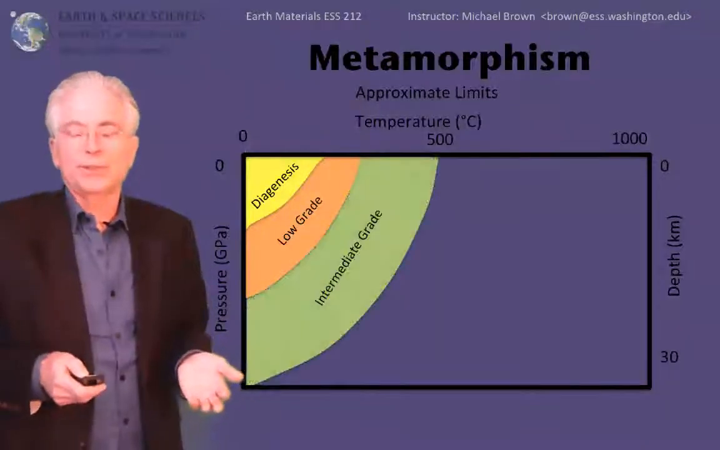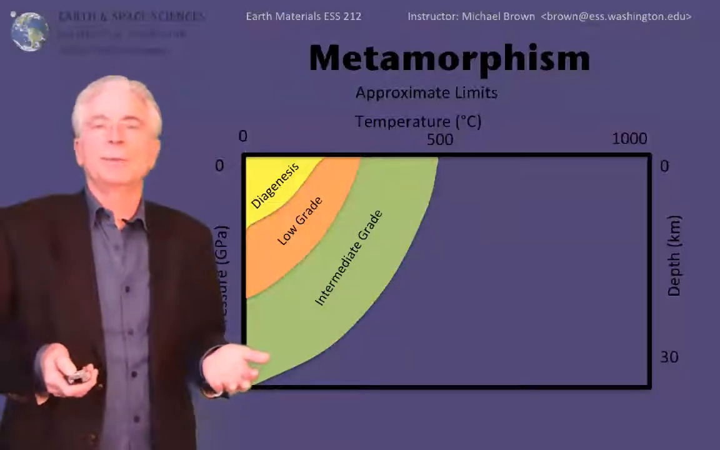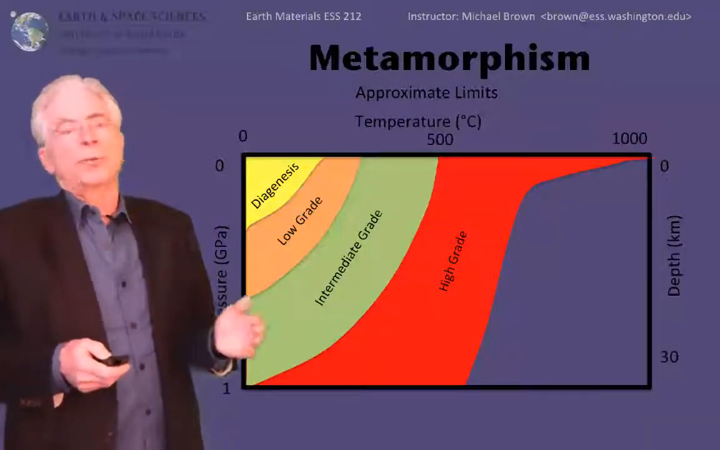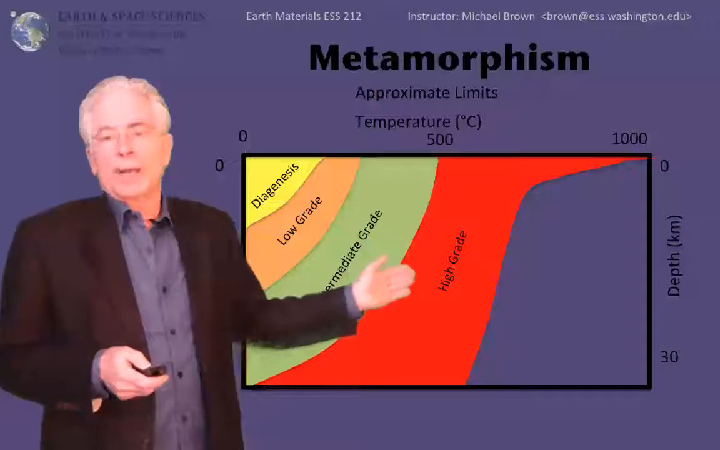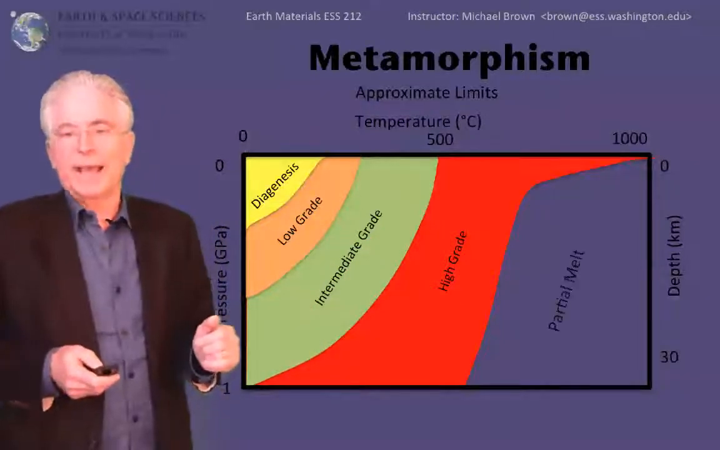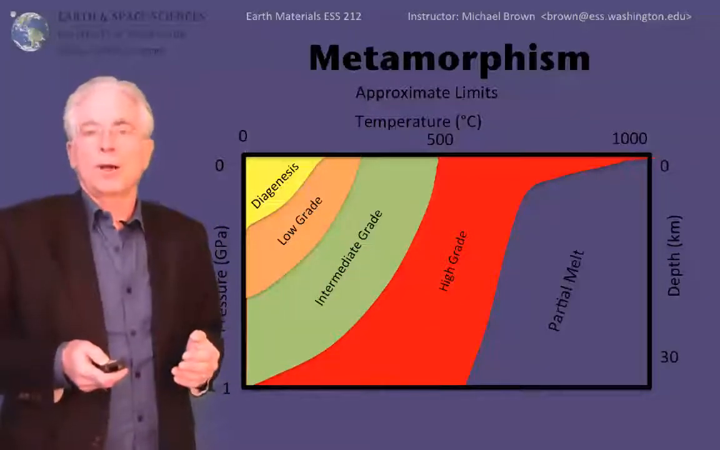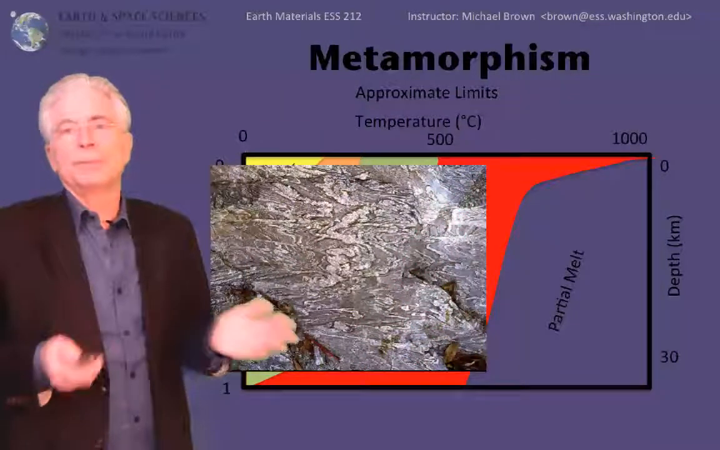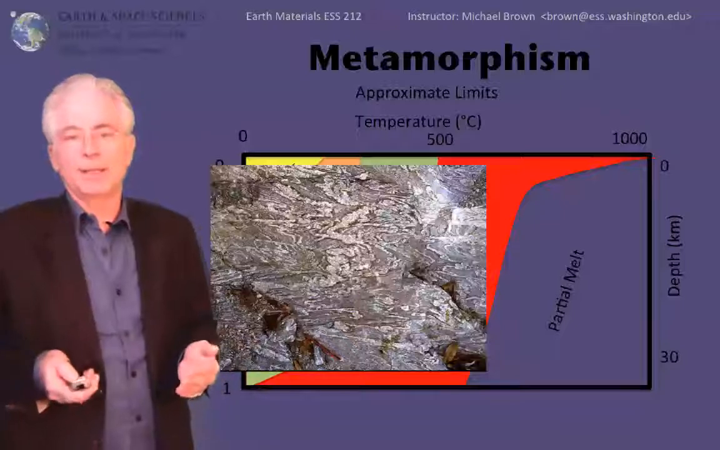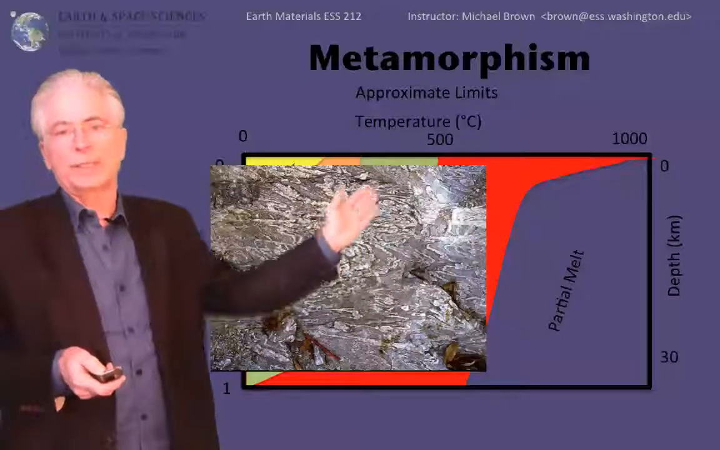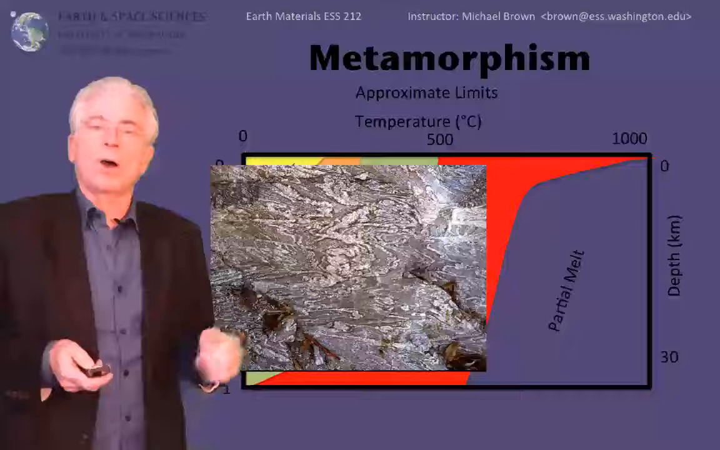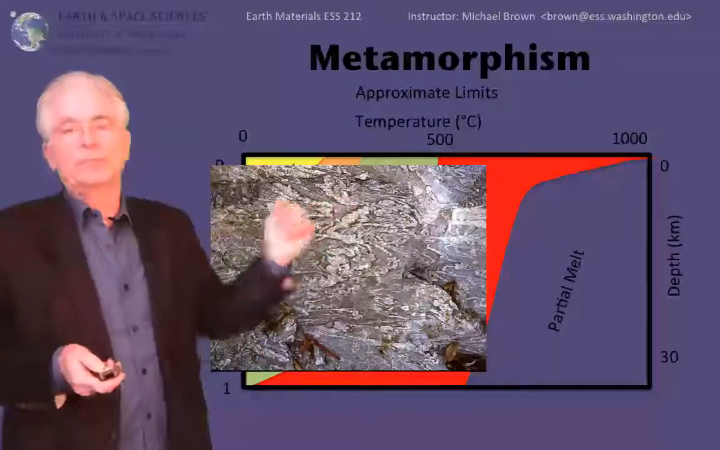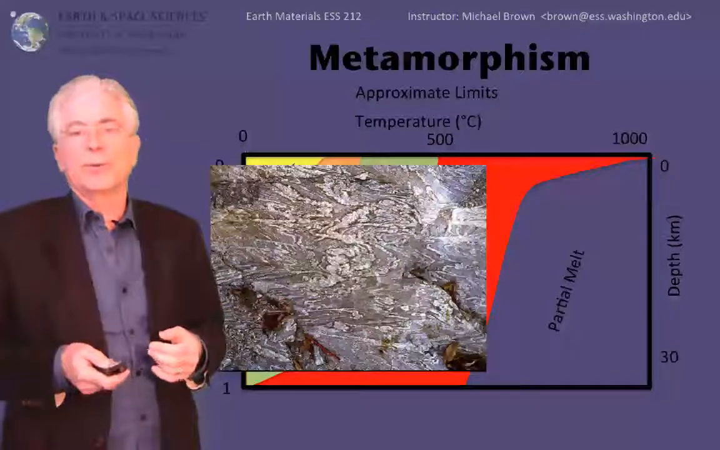Going to higher pressures and temperatures, you enter a regime of intermediate grade metamorphism. And finally, going all the way out to melting temperatures, we would have high grade metamorphism. Beyond that, it's a melted rock. Now, a rock right on that boundary between high grade and melt looks something like this. You see the stringers through this rock are magma, and in between is a high-grade metamorphic rock, a gneiss.